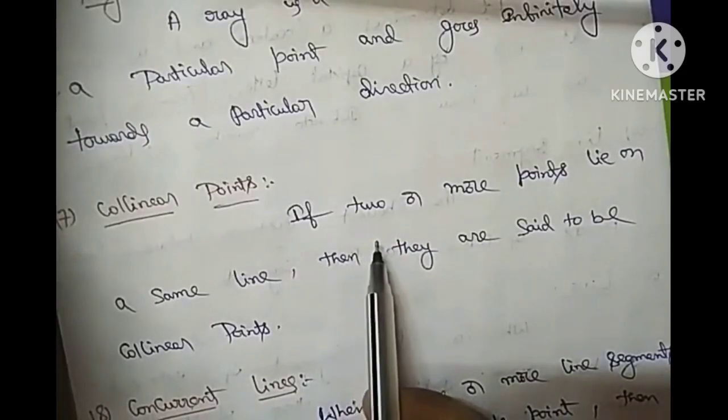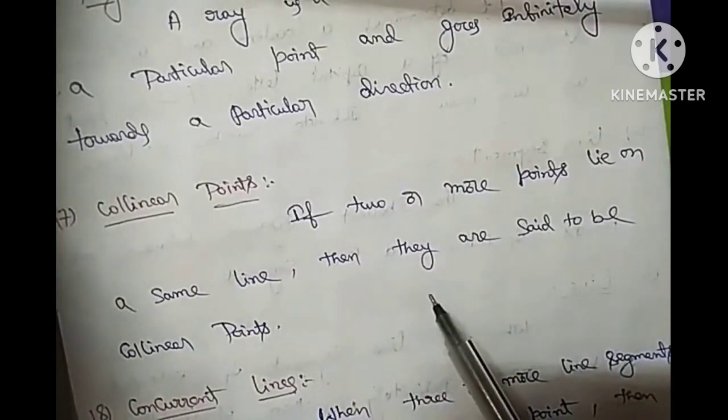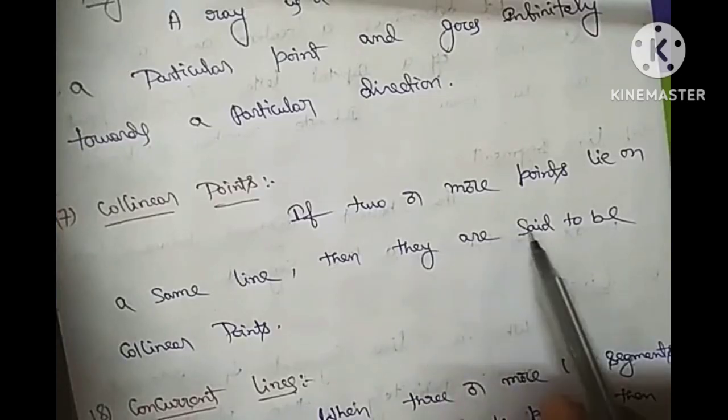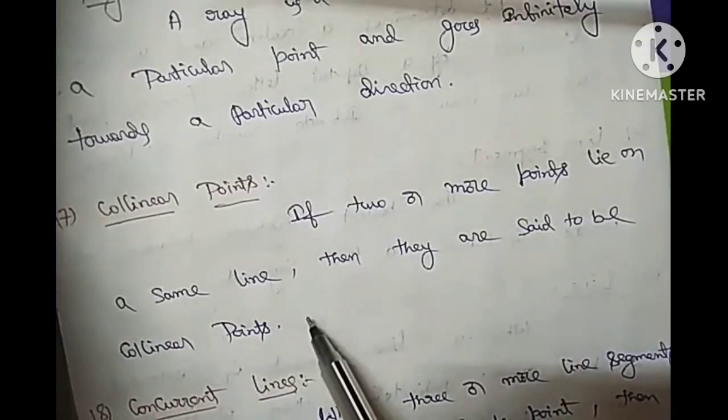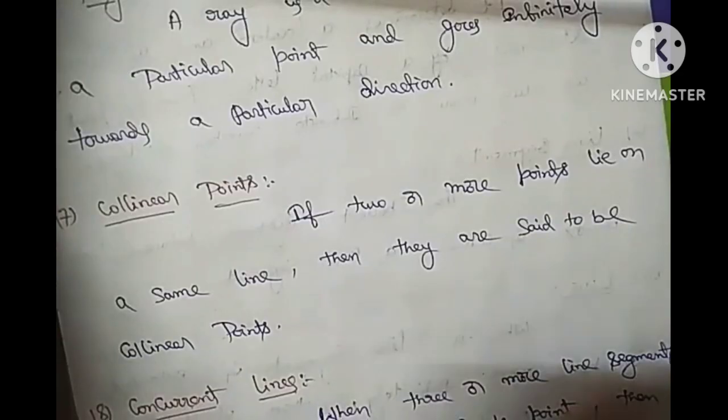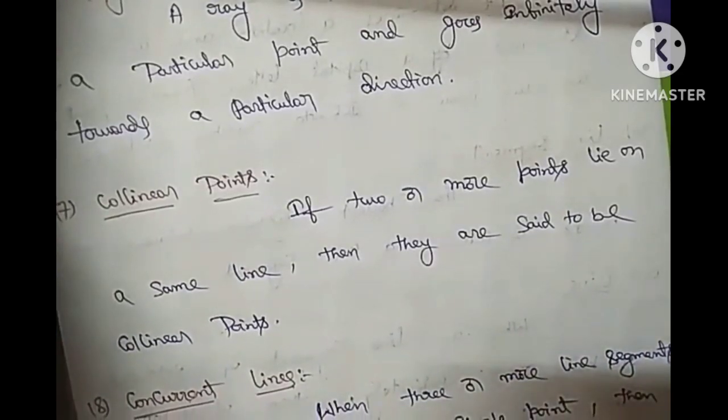Like that only, if two or more points lie on the same line, then they are said to be collinear. Then we call those points collinear points. Okay, so here is the example.